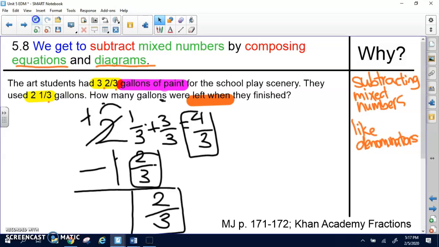You're going to work on page 171 and 172. Work on Khan Academy when you're finished. You're working with your C partners today.